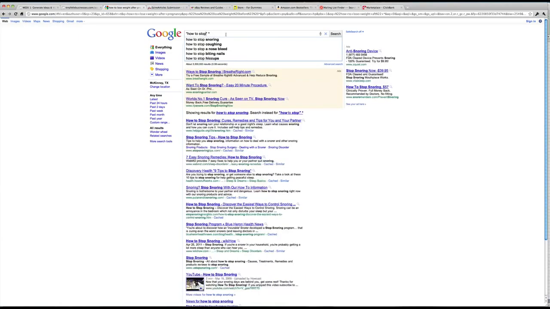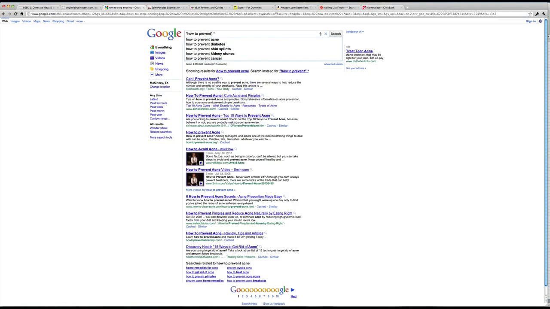So we can come over here and you can use how to stop. All right, snoring, coughing, nosebleed, biting nails, hiccups. How to prevent acne, shin splints, kidney stones, shin splints. Now that's interesting. Shin splints. Let's look at that for just a second. How to prevent shin splints.